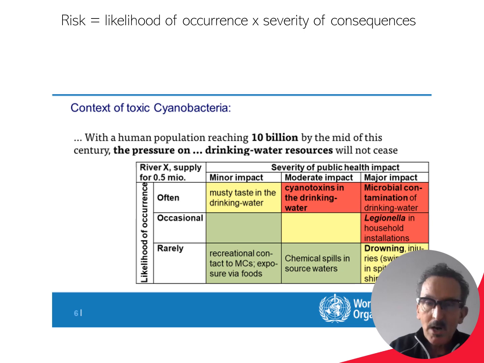So you can see on the y-axis of this table the frequency with which certain events occur, from very often, like taste and odor problems in drinking water, which are bad for taste and odor but not necessarily bad for your health, to occasional to rarely. And on the top, the severity of the public health impact. Again, taste and odor, frequent but minor impact. Cyanotoxins in the drinking water, in particular if it's for life, they're worldwide, maybe we should say quite frequent, but with moderate impacts on health, in particular if you stick to the guideline values clearly.